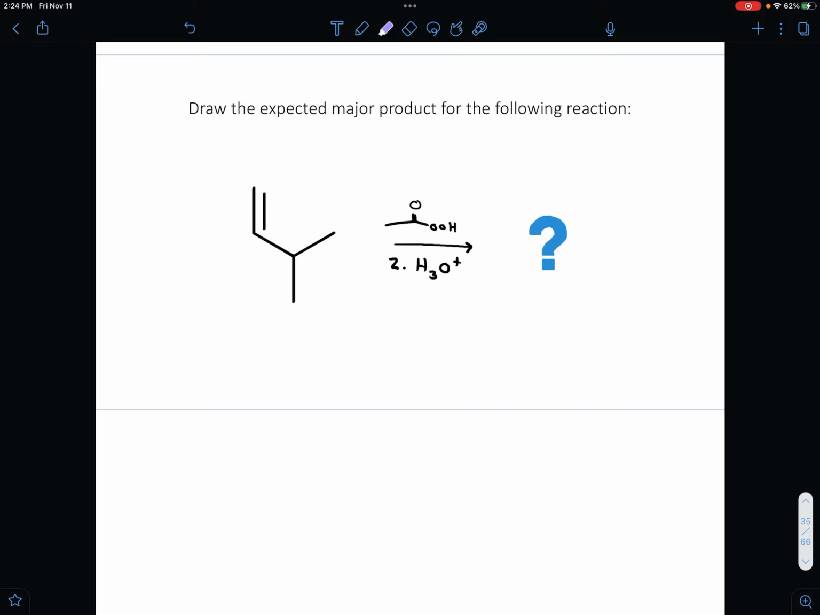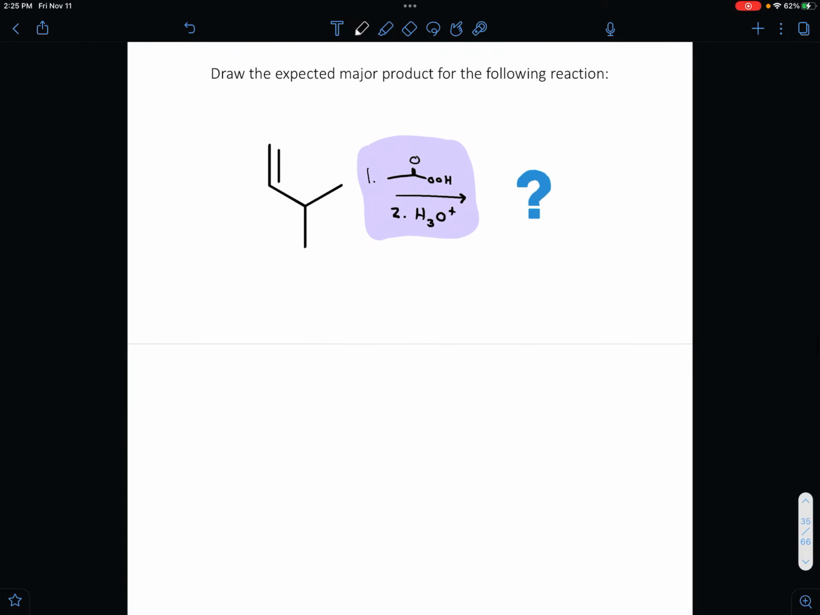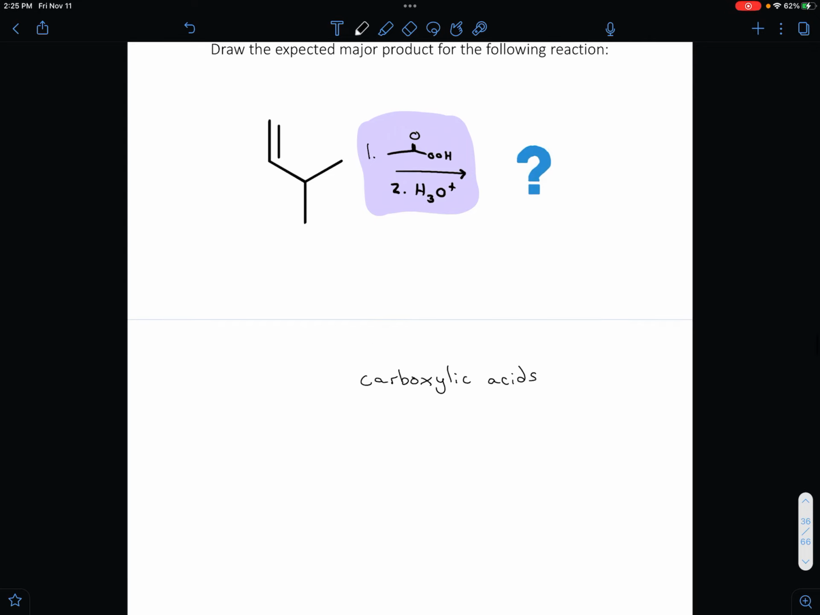So what are we adding? Well, that's where you would look at the recipe here above the arrow. And you'll have two steps written in there. And in the first step, you would want to recognize that this is a peroxy acid. So a peroxy acid. In organic chemistry, organic acids tend to be carboxylic acids. These are the acids in fatty acids and in amino acids.